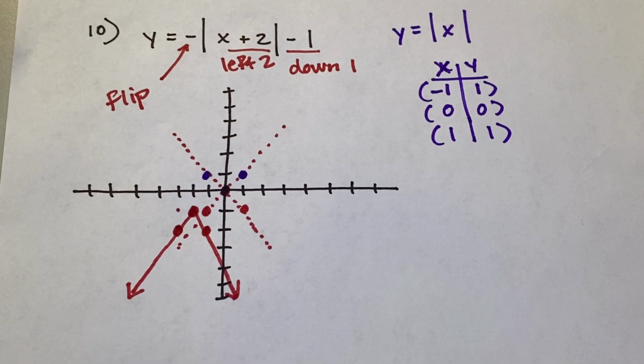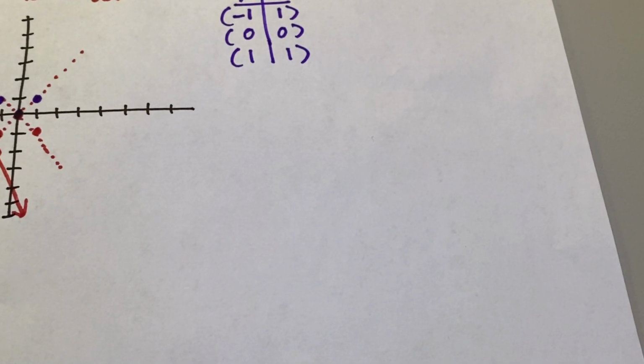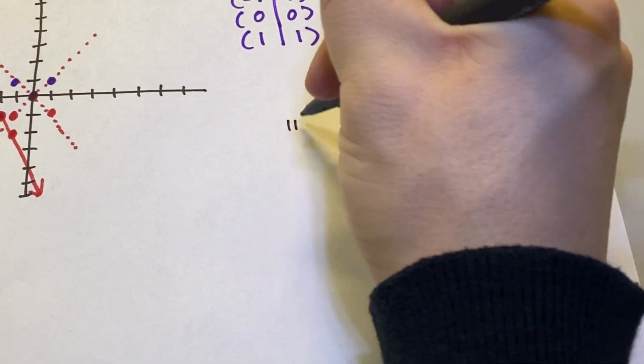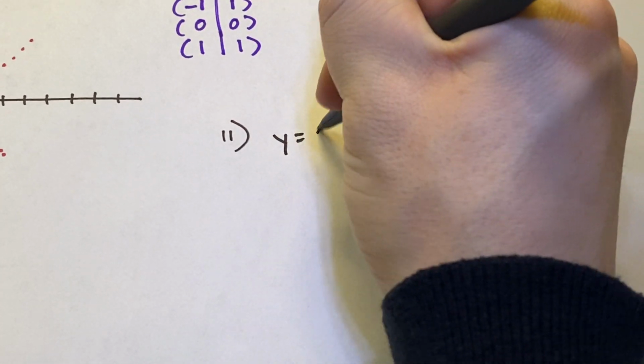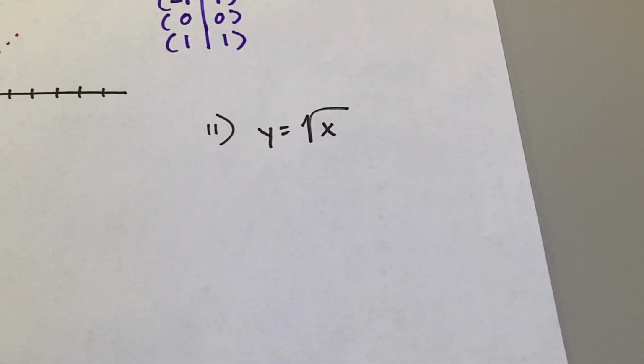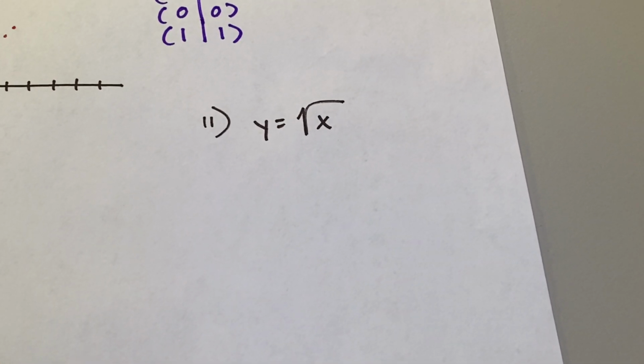Okay, there is one more parent function that we need to talk about really, really quick. So in this blank space on the back of your paper, let's do this guy right here. We'll call this example 11. Okay, and we'll go fast, don't worry. This parent function looks like that. That is y equals the square root of x.